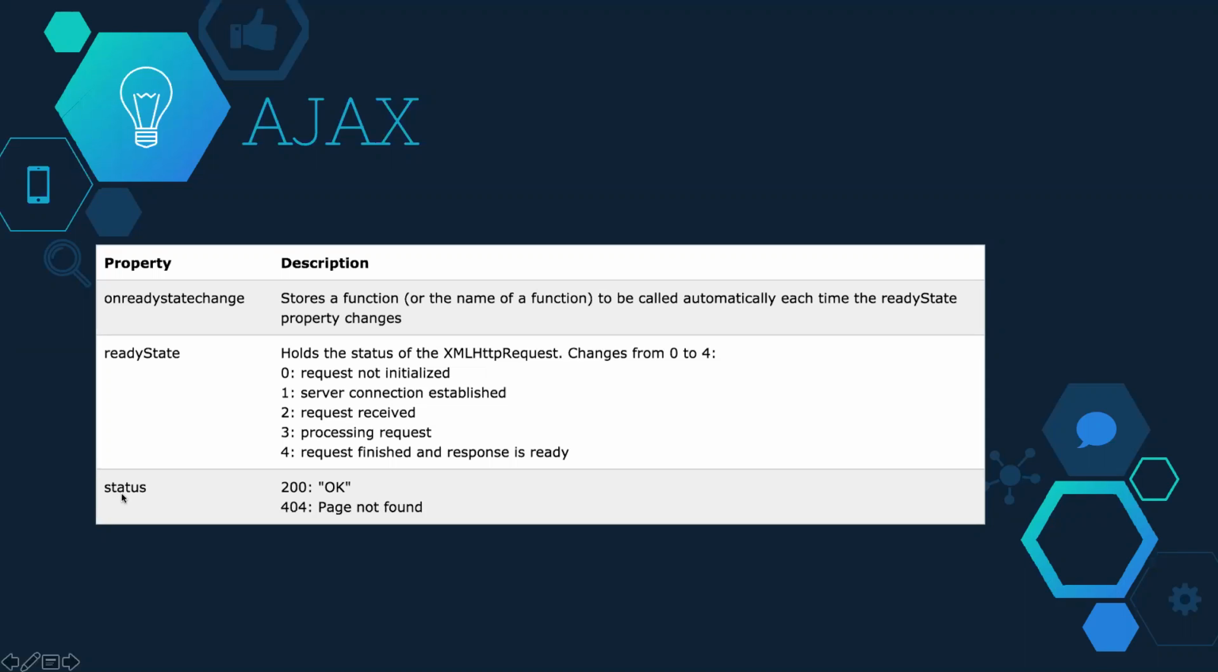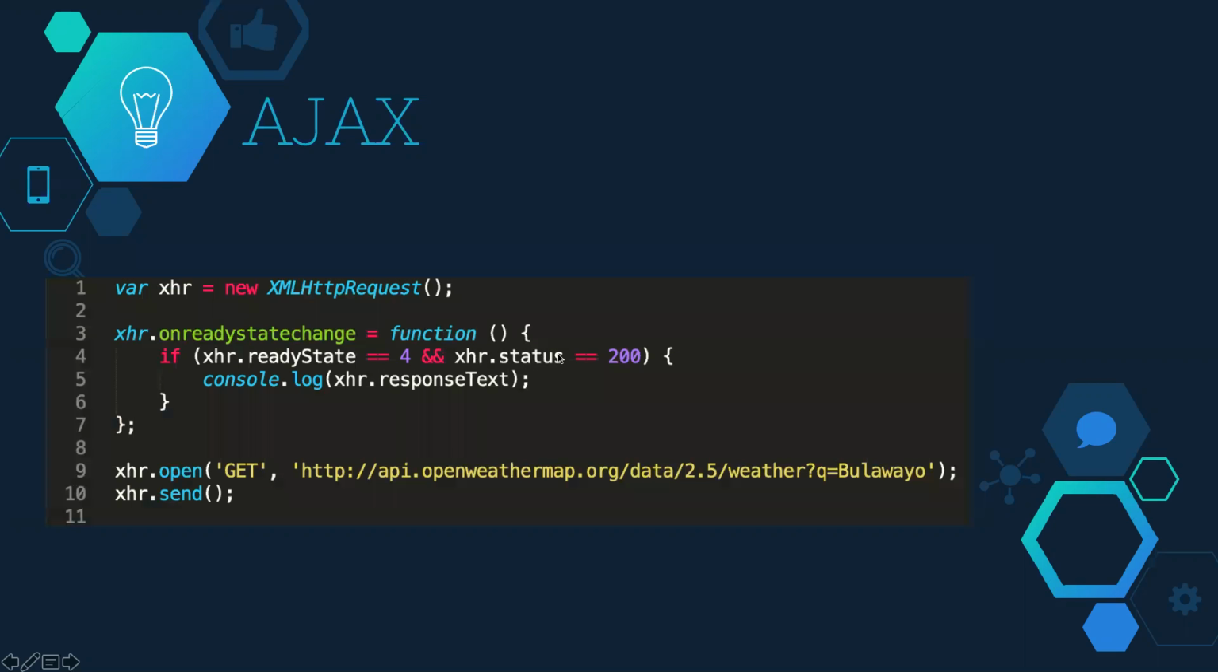And then for status, if it's 200, it means it's a success, it's okay. If it's 404, I think most of you might have found 404 pages on websites. Basically, when you click on something and you get a 404 error, like page not found, it would have sent an XML HTTP request. And then when the result came in, this status would have been what? 404, and then it logs that message that the page was not found.